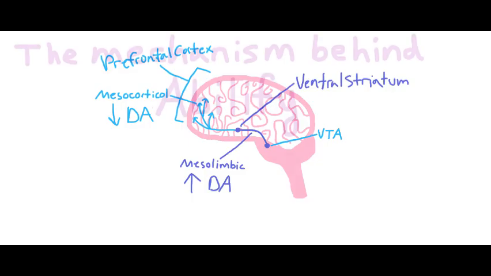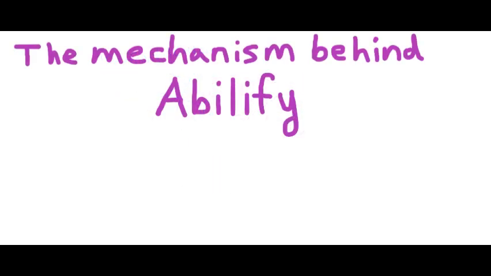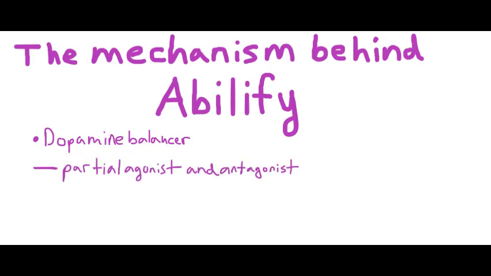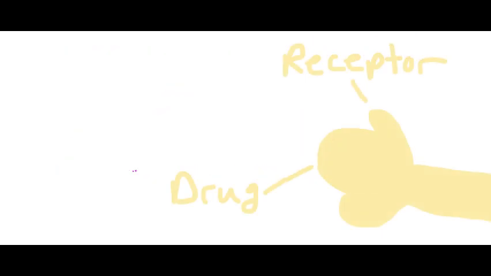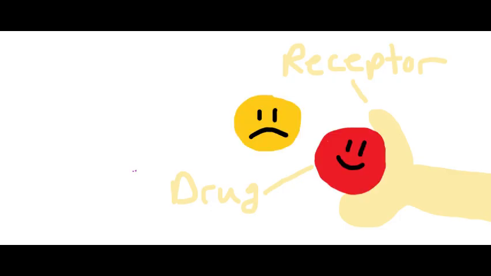The mechanism of Abilify is unique and quite fascinating because it is what is known as a dopamine balancer. It can act as both a partial agonist and an antagonist for dopamine. Drugs have to bind to structures, called receptors, in order to have an effect. Antagonists and partial agonists have different effects upon the receptors. Antagonists block the receptors, which results in the molecule not being able to bind and no effect, while partial agonists have some of the same effect as the molecule is mimicking, but not the same amount.